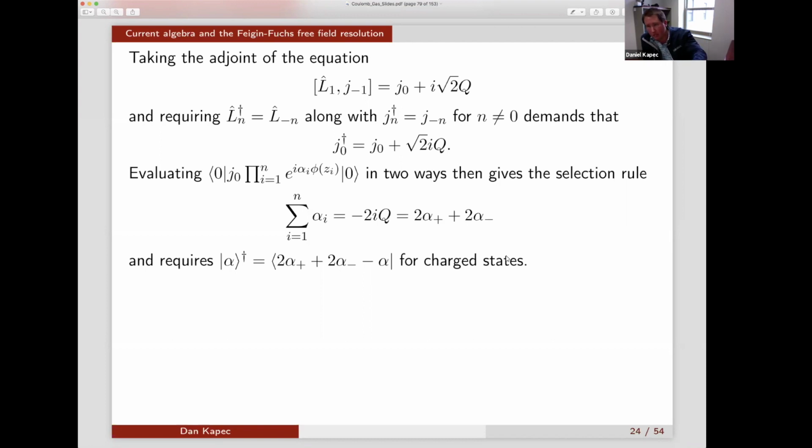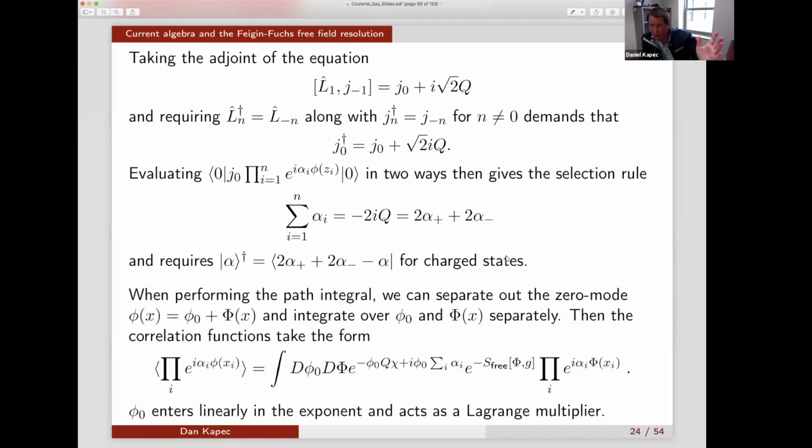And it's also going to be important later when we look at the correlation functions that the resolution of the identity will be changed by the background charge. Okay, there's another way to derive this selection rule, which I like more, it uses the path integral. So we imagine splitting up the field phi into its zero mode and its non-zero mode piece.